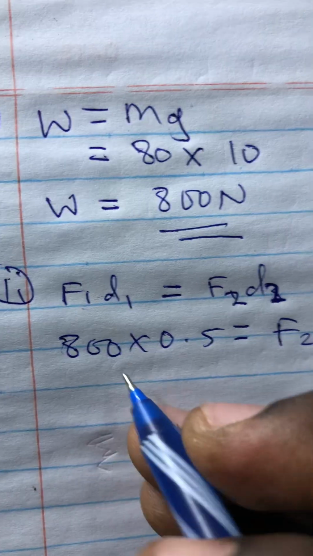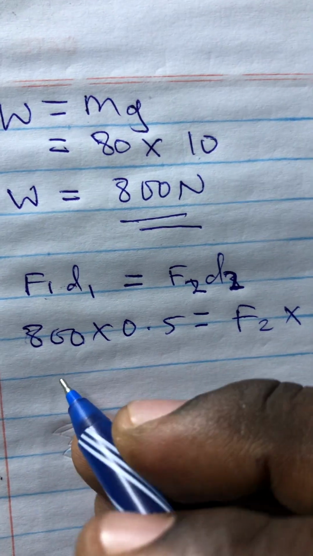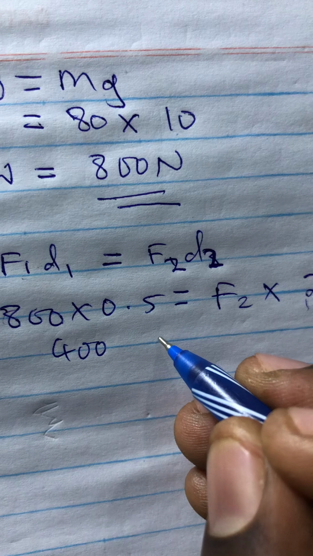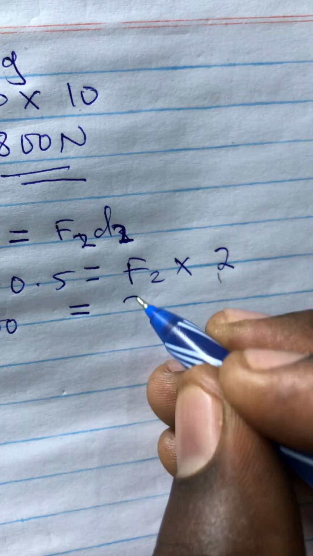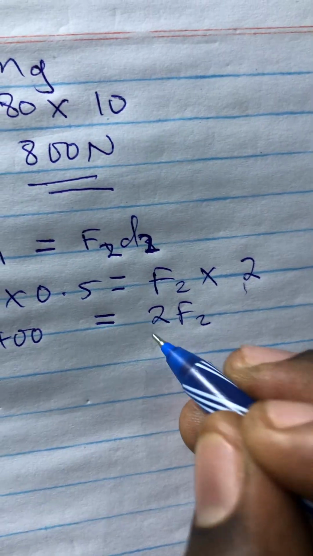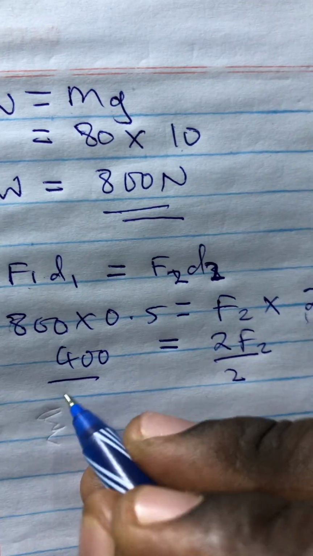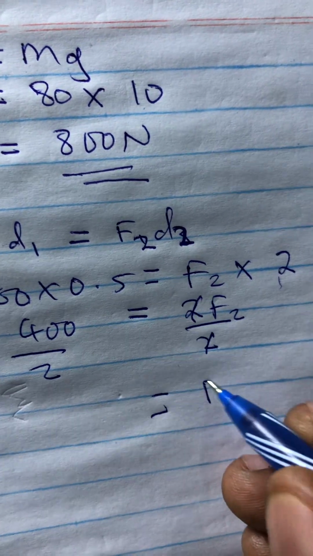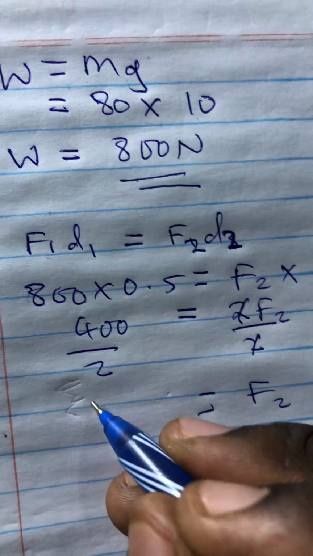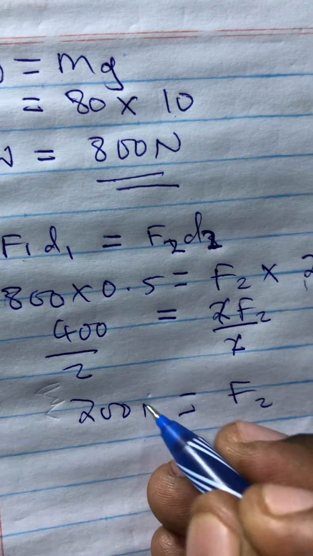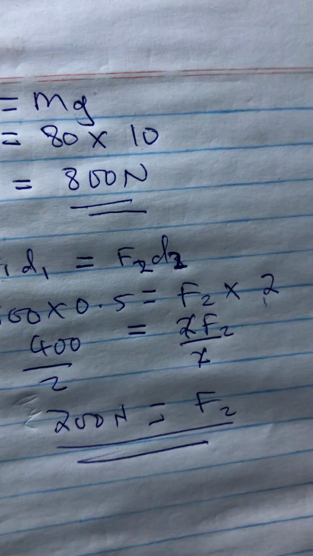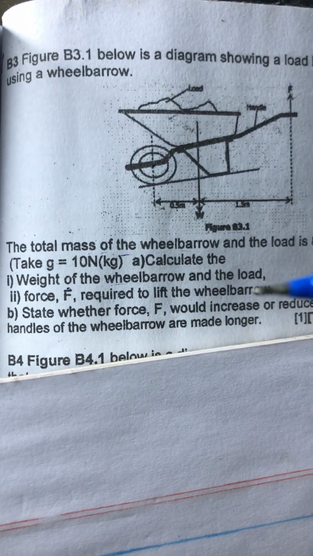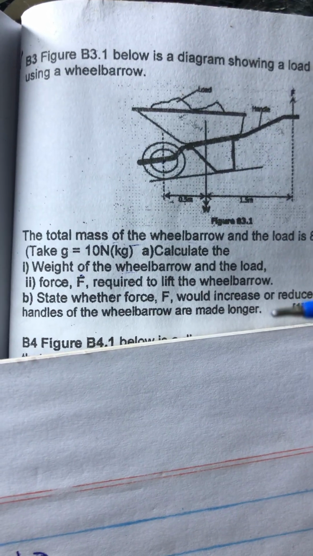So after doing that, we're going to multiply 800 by 0.5. It's going to give us 400 newtons, equals 2 F2. So here we're going to divide by 2, here we're going to divide by 2, so that the 2 and 2 cancel one another. So F2 is going to be 200 newtons. That is the force. Let's move on. If you have any question, please write it down, and then I'll be able to respond.